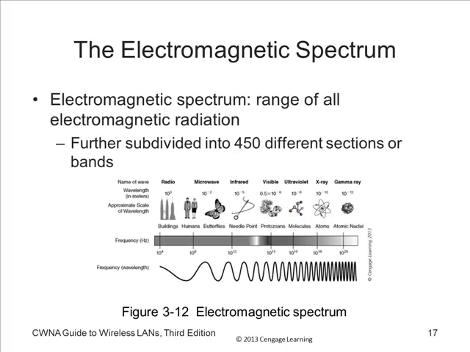The electromagnetic spectrum is a range of all the electromagnetic radiations: radio, microwave, infrared, visible, ultraviolet, X-ray, gamma ray. It's a continuous spectrum, different frequencies. Obviously, as we go through here, the one at the bottom shows a representation of what frequency would be for those different parts of the spectrum.